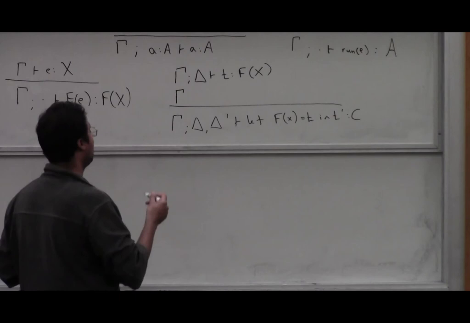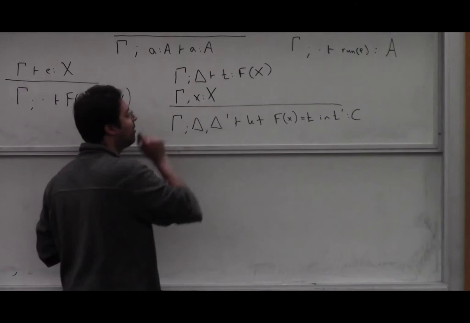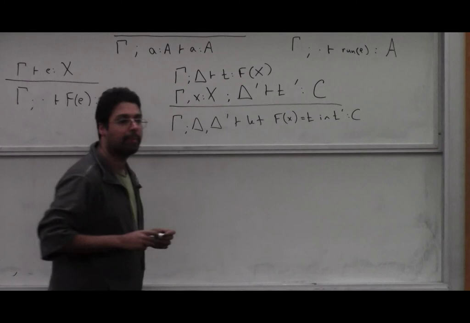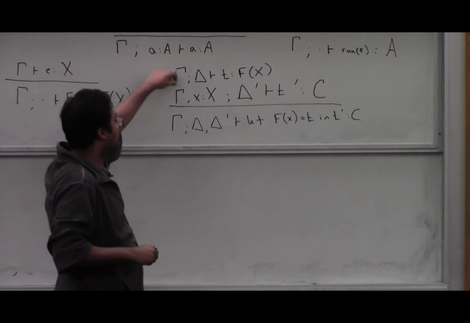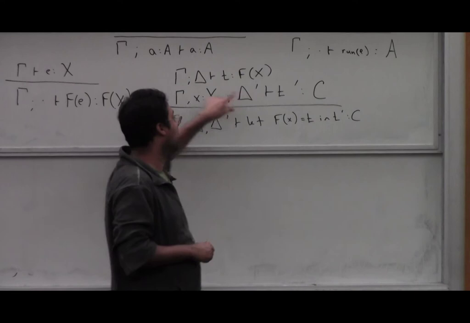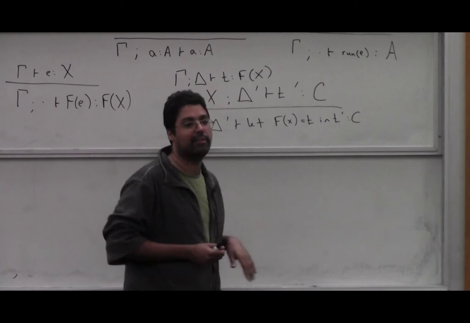And we can do that by saying T prime can refer to an intuitionistic variable, which is what we'll bind the result of F of X to. So we're saying, if you give me an F of X, then you can bind the F of X to an intuitionistic variable X, and then use it as often as you like in your construction of T prime.